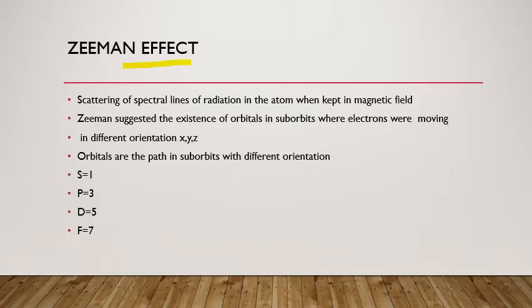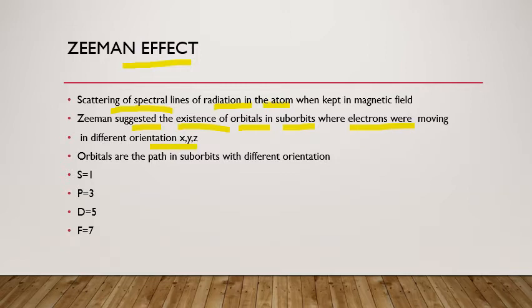Zeeman did the same experiment as Sommerfeld and Bohr did, but he observed the line spectra of hydrogen in a magnetic field. And what he observed was the splitting of the spectral lines of the radiation in the atom. With this observation, he suggested the existence of orbitals in the suborbits, where the electrons were moving in different orientations.